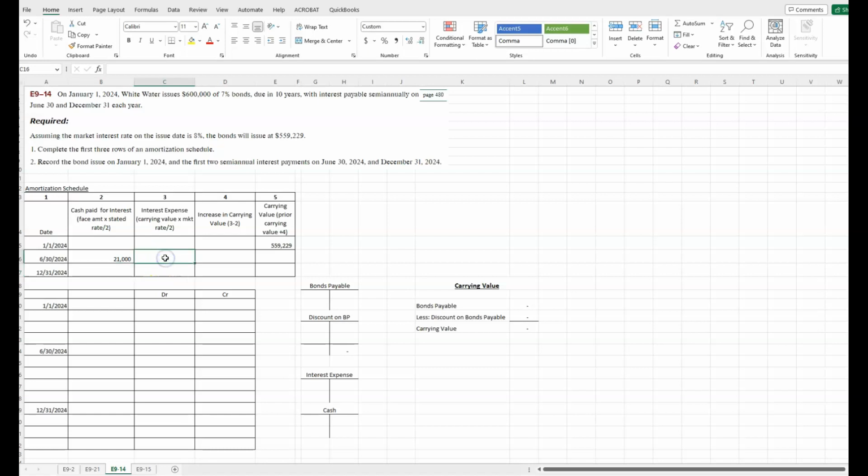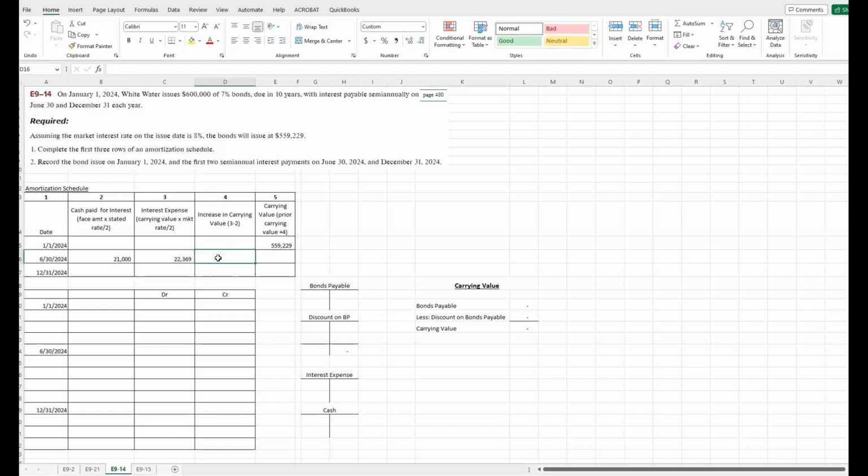Now, how much of that is interest expense? Well, we base it on the market rate. The market rate is 8%, and we take the carrying value. So we're going to take this carrying value times half the market rate, because we're doing 6 months, so times 4%, gives us $22,369.